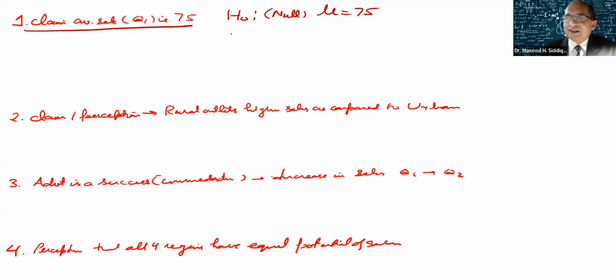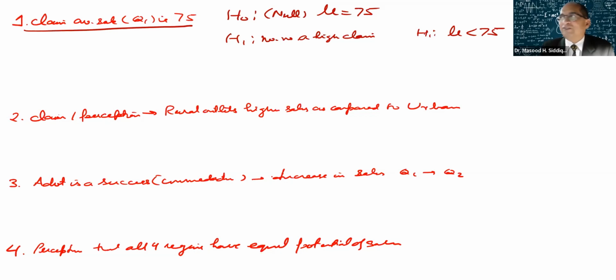Now we are considering the alternative hypothesis H1. As the subscript one suggests, H1 is opposite to H naught, right? So it can take any form. Suppose someone says, no, you are mentioning a very high value. This 75 value is a very high claim. It won't be there. So that person is indicating that sales are substantially below 75. So this direction is less than.